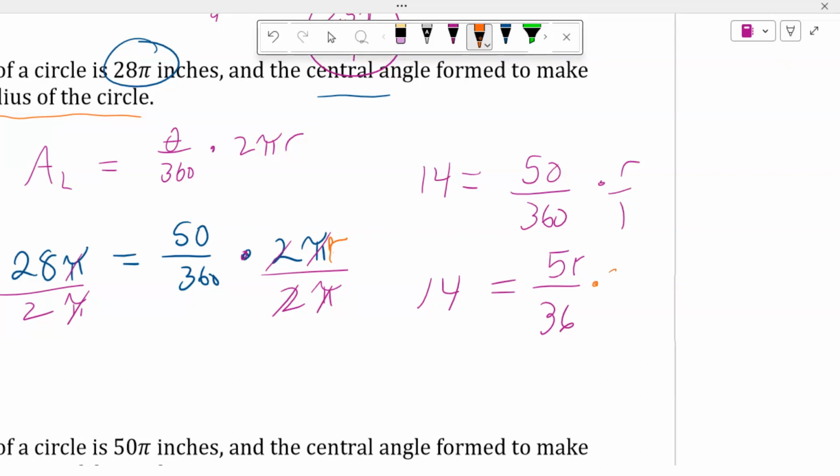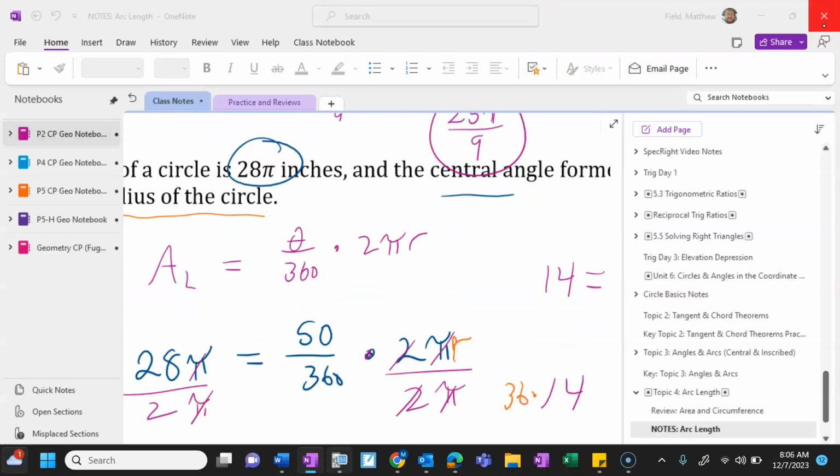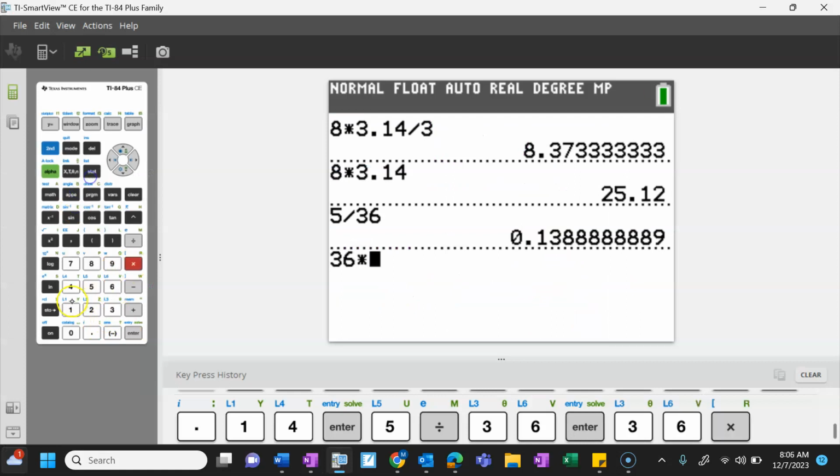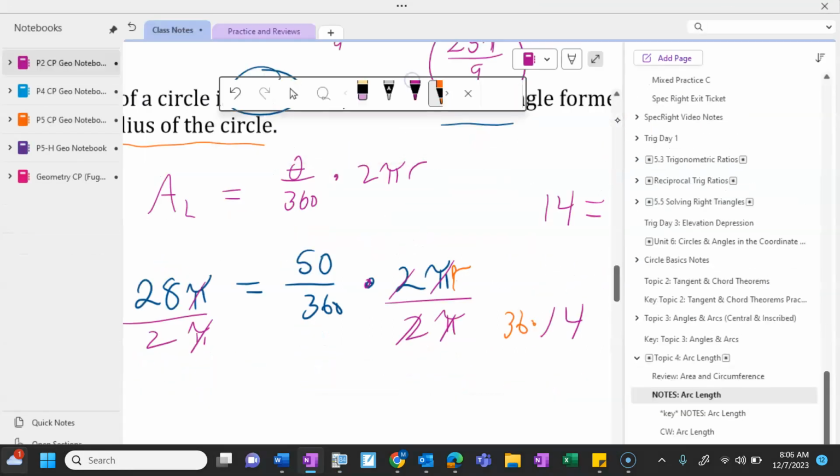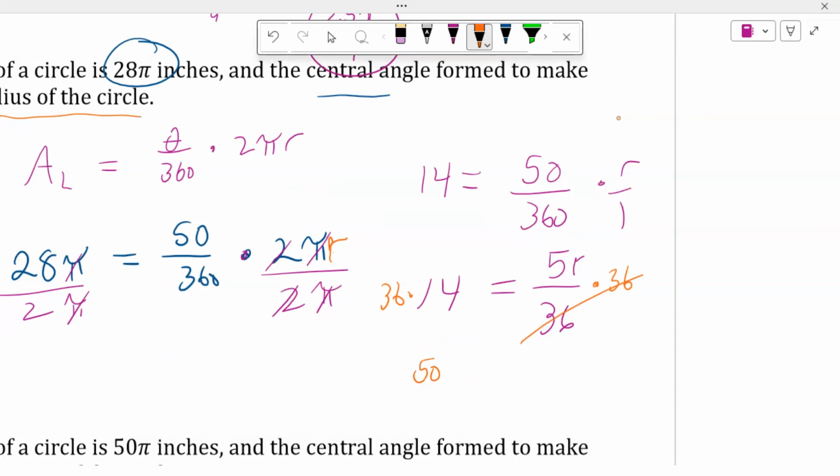Well, right now it's being divided by 36. The opposite would be to multiply by 36. Cancel. So we'll do 36 times 14. Let's see what that is. Our handy dandy calculator. 504 equals, well, 5r. And then you'd ask yourself, well, r is not by itself yet, right? So we have to divide by 5. And I believe that should be our answer.